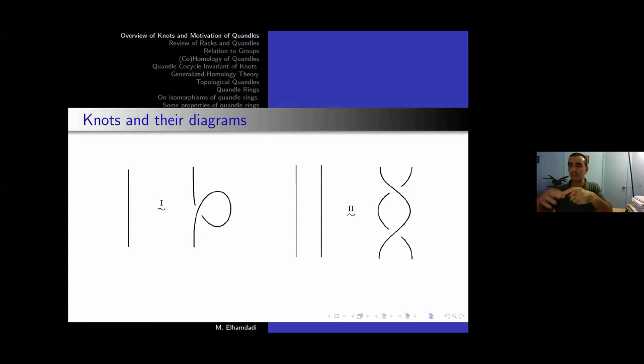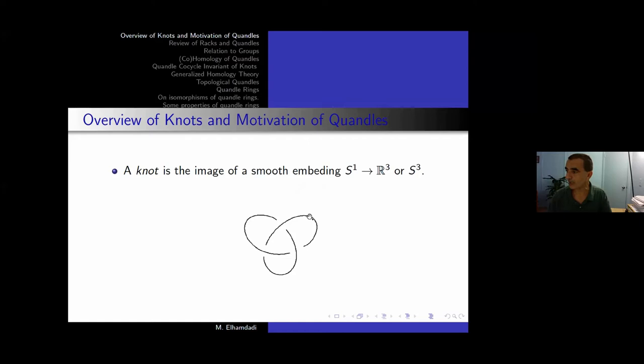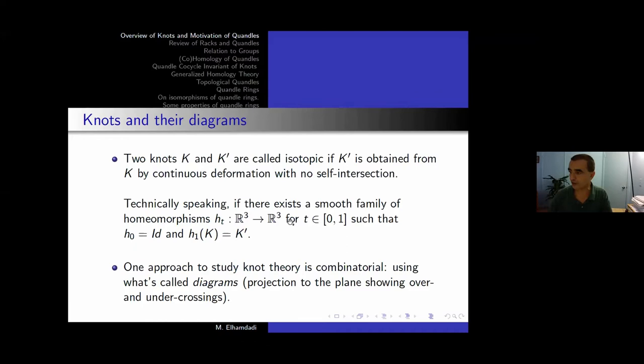For example, if we go back to the first trefoil, I can focus here at this part of the arc, and I can add some kink here, and that will not change the knot.